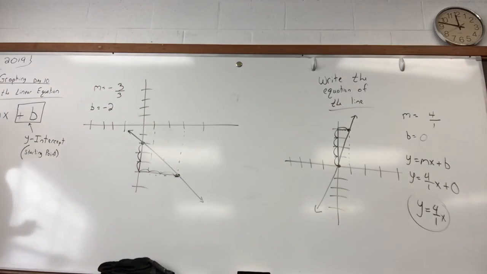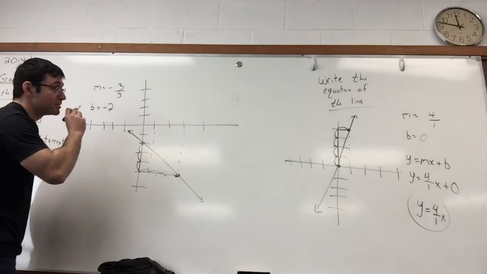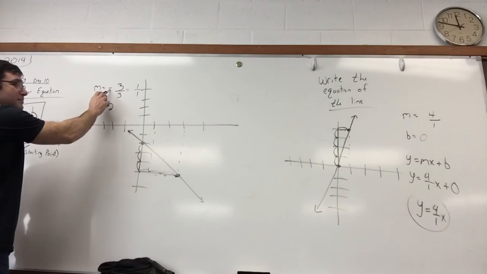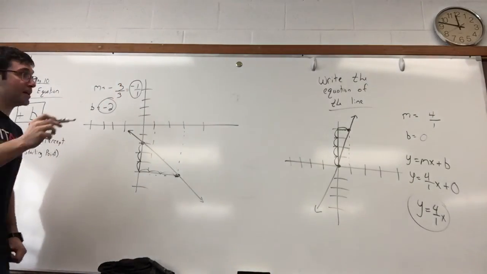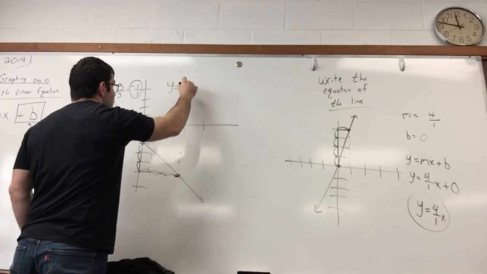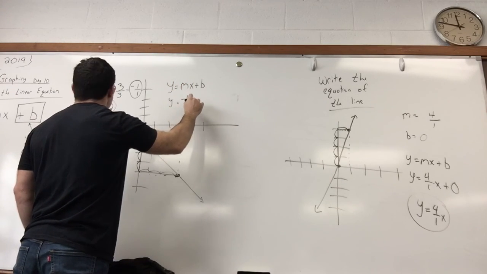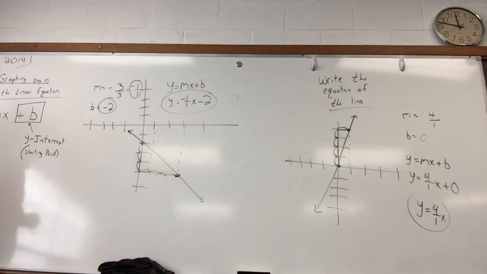Abby, can I leave that as -3/3? What should it simplify down to? -1/1. So now that I have those two things, we can substitute into y equals mx plus b. Y equals -1/1x minus 2. Questions on how we do this? Anything? No. Okay.